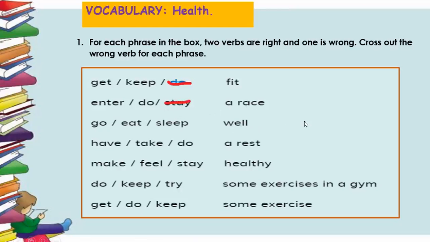For well, you can say eat well or sleep well, but not go. For rest, you can say have a rest or take a rest, but no, it's impossible to say do a rest. And for healthy, you can say feel healthy or stay healthy, not make. And for exercise in a gym, you can say do and try, but not keep. And also for some exercise, you can say get and do, but not keep.